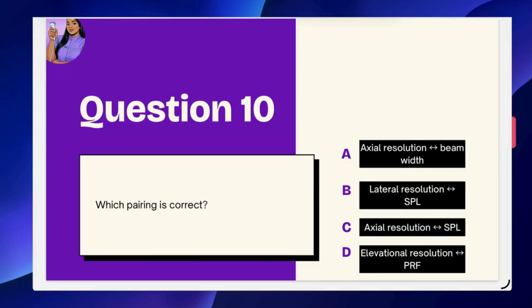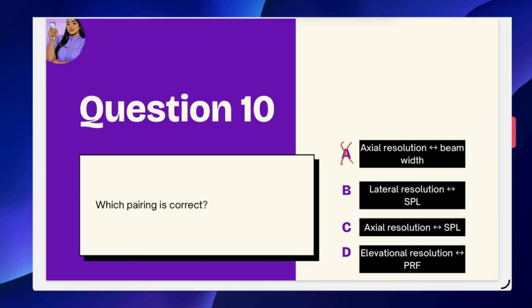All right, I'm seeing a lot of C's. Okay, so let's go through that really quickly. It wants to know which type of resolution is paired with the correct factor. All right, is axial resolution, does it have to do with the beam width? No. Okay, because we're not talking about how wide the sound beam is when we're talking about axial resolution. We're talking about pulses. Beam width is for lateral resolution. All right, so right away we know that's not correct.